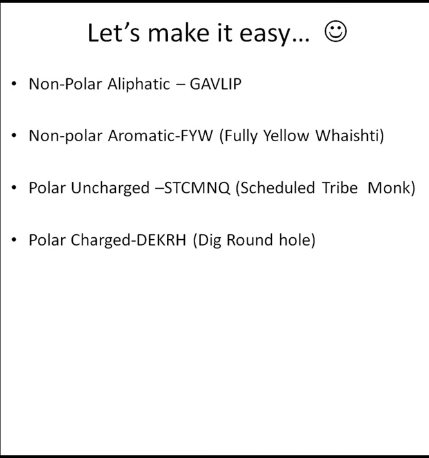In the same way, you can say for polar uncharged, like STCMNQ: serine, threonine, cysteine, methionine, asparagine, and glutamine. N for asparagine and Q for glutamine. Fine. In the same way, the polar charged are DEKRH, digging the round hole. RH stands for round hole, arginine and histidine, whereas DE are aspartic acid and glutamic acid.